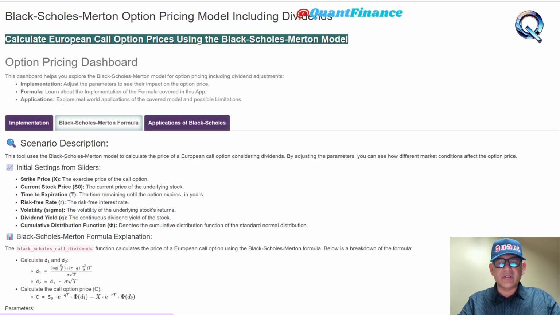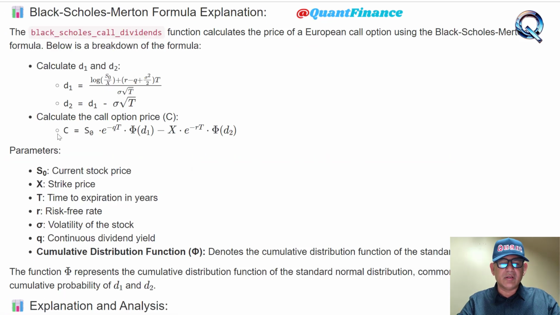So let us start with the formula. As you see here, the formula for calculating the call option price including dividends is C equals S naught times e raised to the power minus QT times phi of d1, minus X times e to the power of minus RT times phi of d2. Here we are calculating d1 and d2, and d2 is d1 minus sigma times the square root of T.